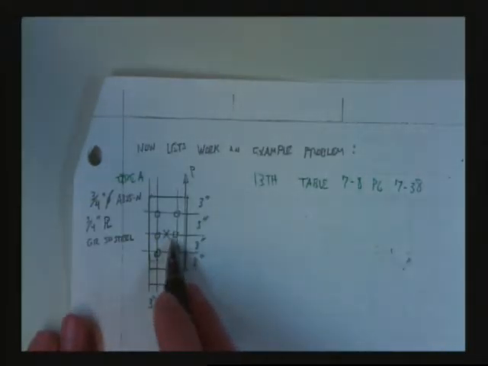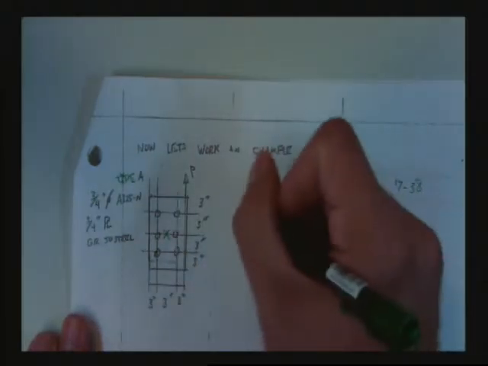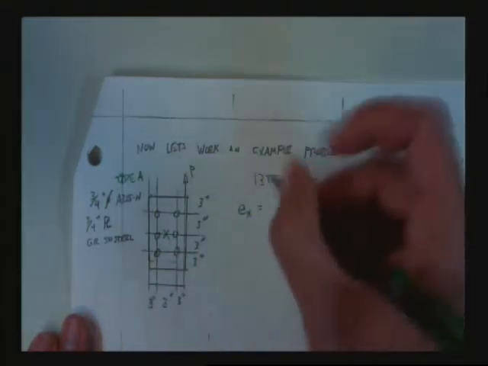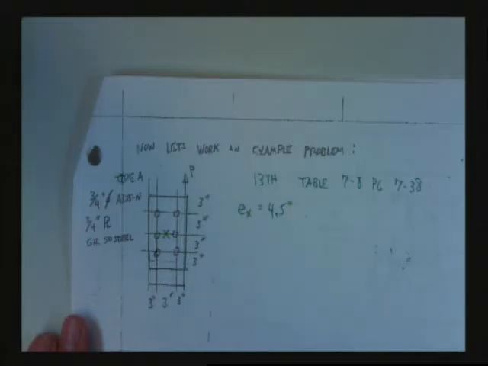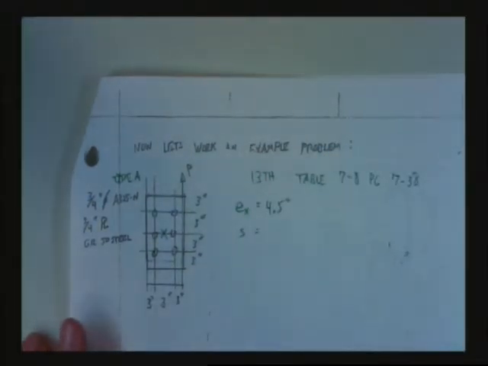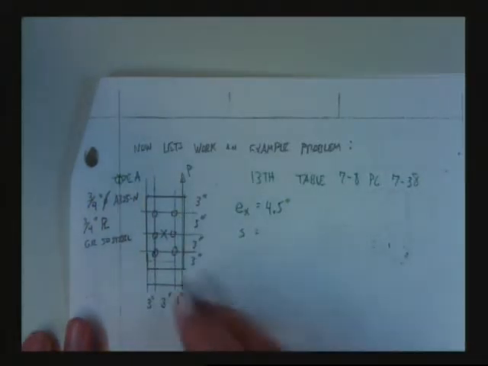By inspection, it's there. So you're going to need something called E sub x, which is your horizontal distance to your center of stiffness. And for this problem, it's going to be 3 inches plus 1.5, 4.5 inches. And now you need your spacing between your bolts. And what's that equal to? 3 inches.